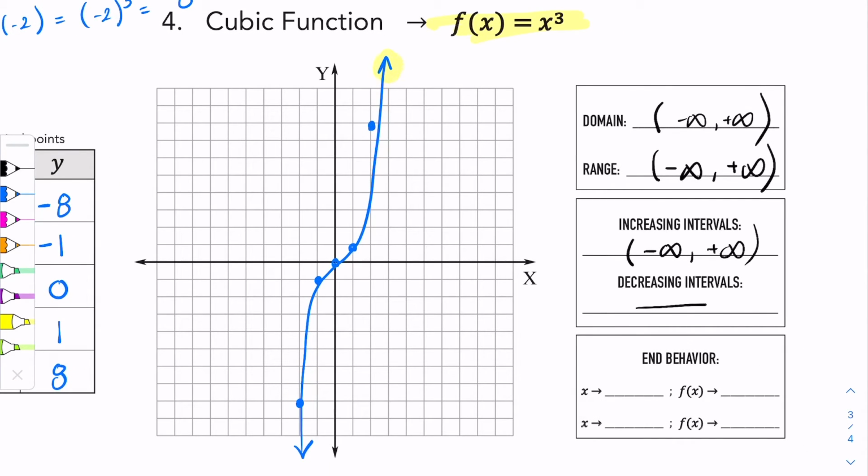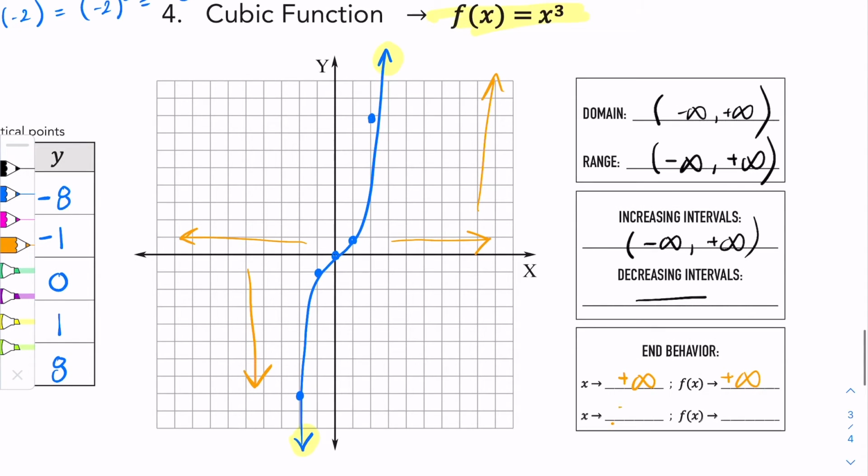And looking at the ends of this graph, we can see as x approaches positive infinity, the graph goes up towards positive infinity. As x approaches negative infinity, the graph is going down towards negative infinity.